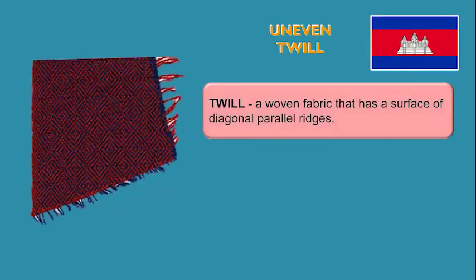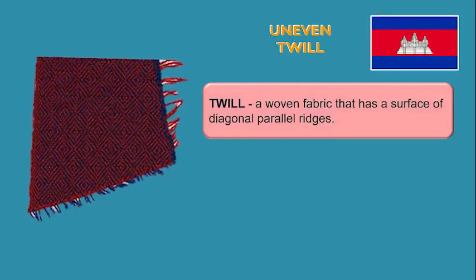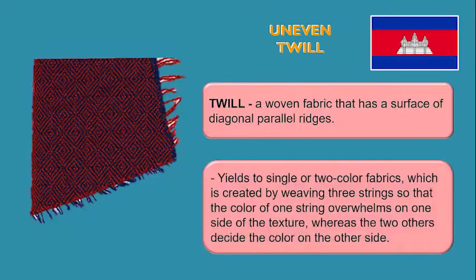They also have an even twill. When we say twill, it is a woven fabric that has a surface of diagonal parallel ridges. To create an even twill, it needs to yield single or two color fabrics, which is created by weaving 3 strings so that the color of one string overwhelms one side of the texture, whereas the 2 others decide the color on the other side. That's ikat technique and an even twill of Cambodia.